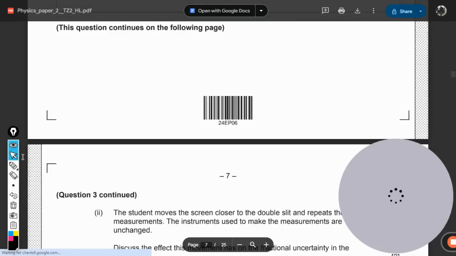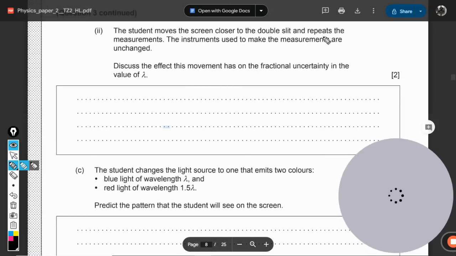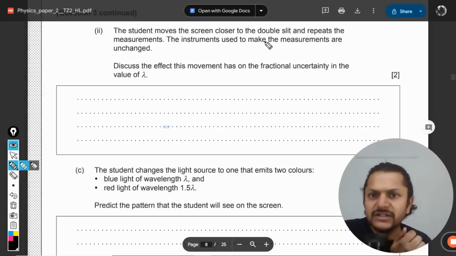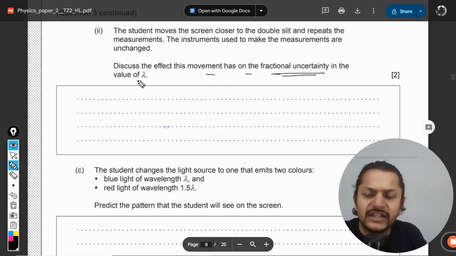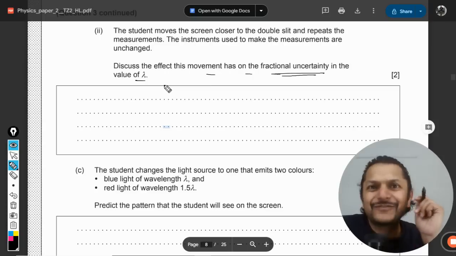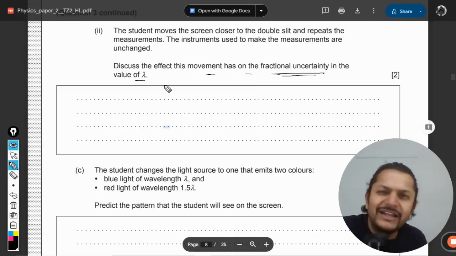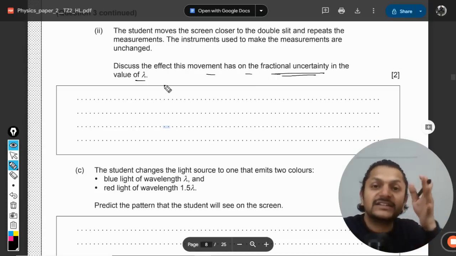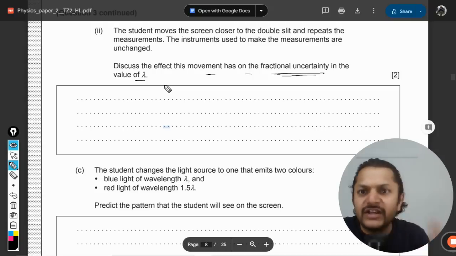B1 and B2. The student moves the screen closer to the double slit and repeats the measurements. The instruments used to make the measurements are unchanged. Discuss the effect this movement has on the fractional uncertainty of the value of the wavelength lambda. See, these kinds of questions which are related to topic 1 are highly confusing, but there is a pattern that you have to follow, and then you can clearly give the answer to these kinds of questions.